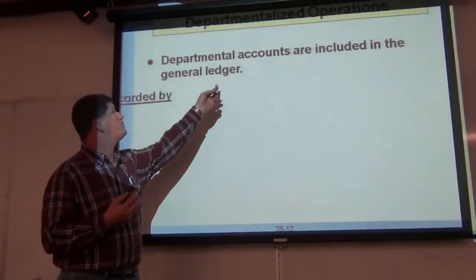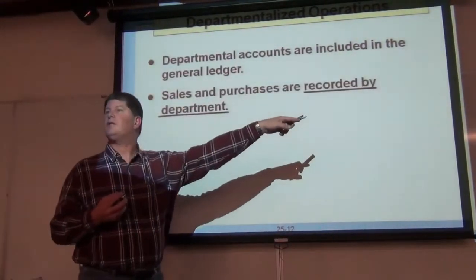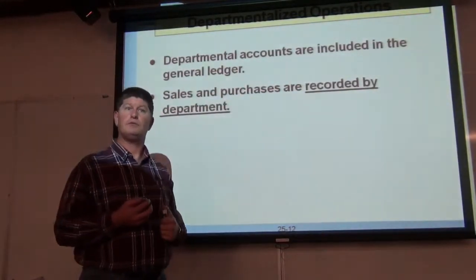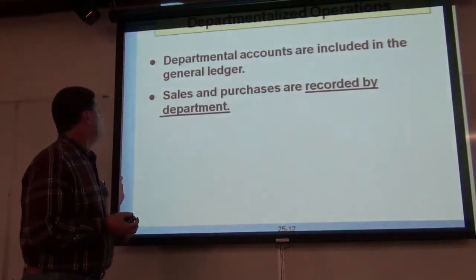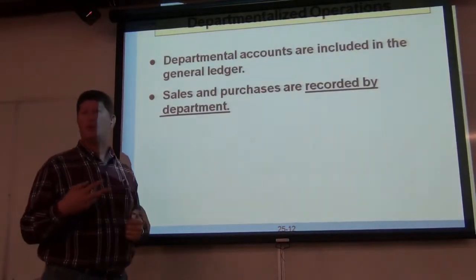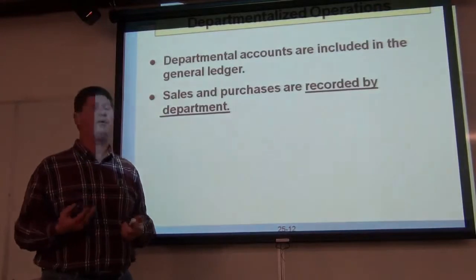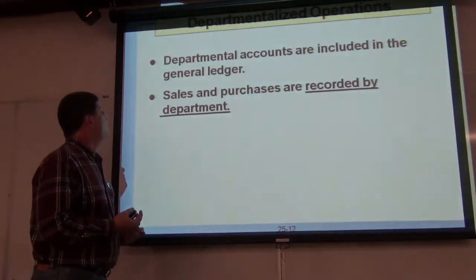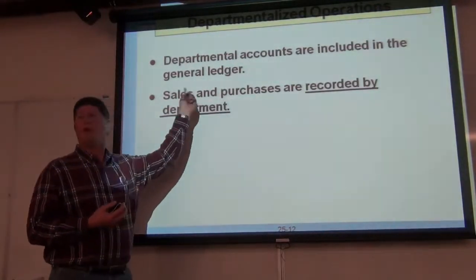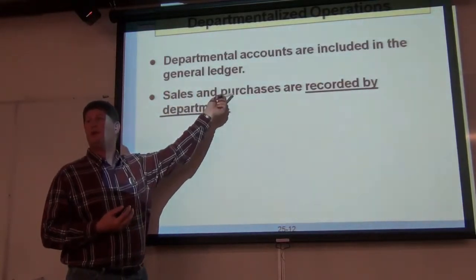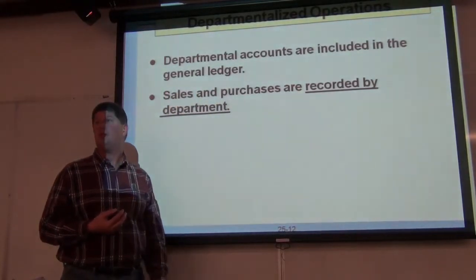So departmental accounts are included in the general ledger, something like what I was just showing you, where they break it down and there's a differentiator and you can identify what's going on. The more departments, the more depth and detail, the longer your general ledger account number is. So you're recording all of your sales by department, purchases by department, expenses by department.